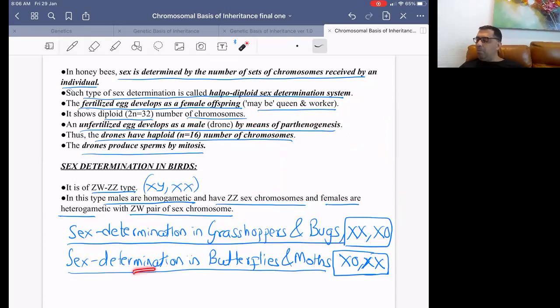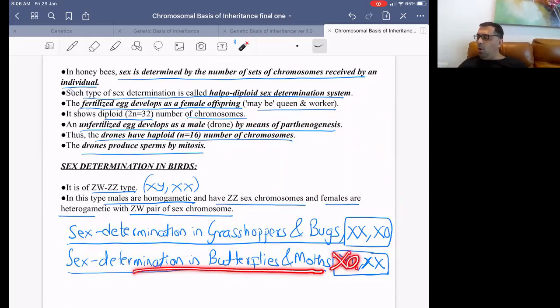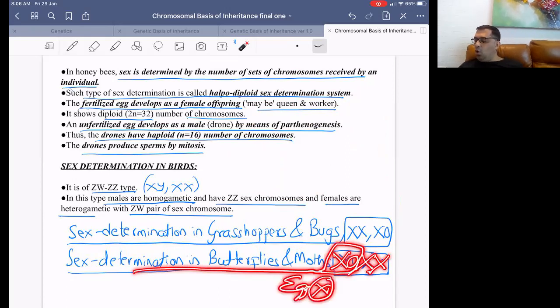In butterflies and moths, it's the other way around. Females are XO, males are XX. So females are heterogametic, with one egg having an X chromosome and one egg having no sex chromosome. And males have X sperm. If X sperm fuses with an X egg, it will form a male. If X sperm fuses with O, it will form XO, that is a female.